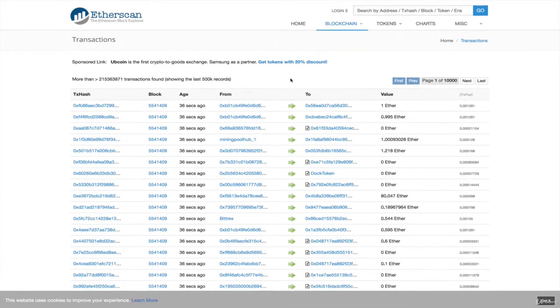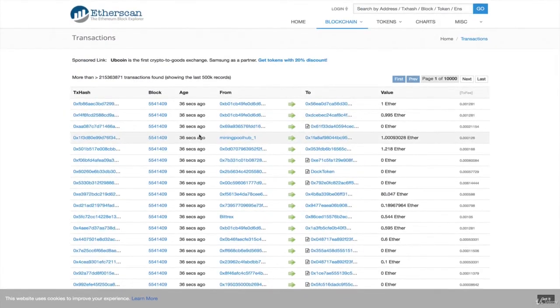So here on the home page, you can see a list of recent transactions. And the first thing, we can see the block that they're in. So all of these are in the same block, 5541409. Then we can see the from address and the to address. And you can see over here is the value, 1 Ether, 0.995, 0, 1.0, blah, blah, blah.